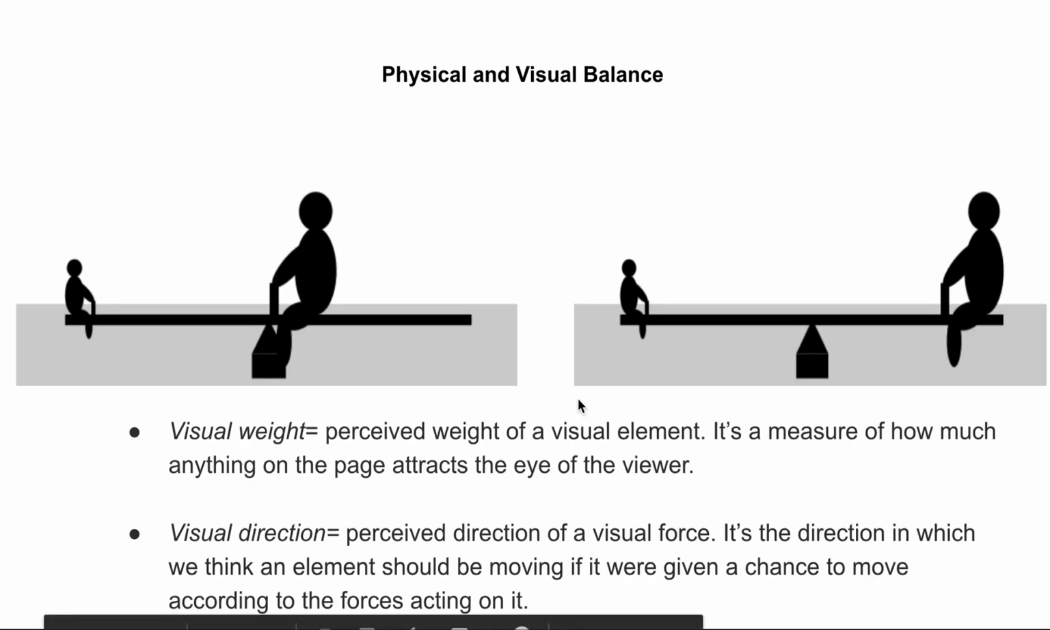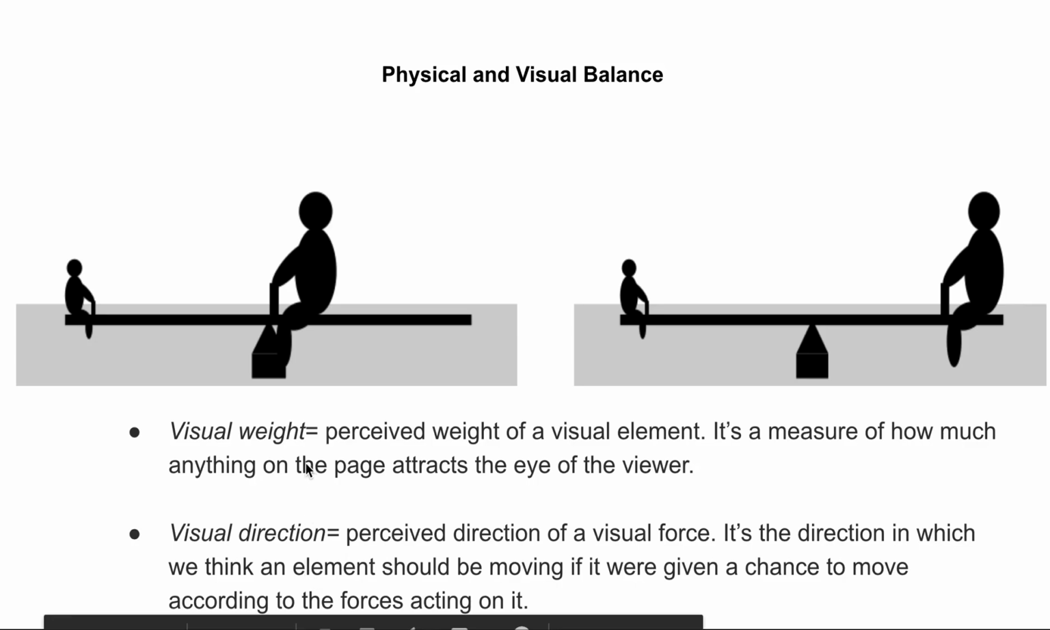Here's physical and visual balance. So visual weight is the perceived weight of a visual element. It's a measure of how much anything on the page attracts the eye of the viewer. Now we have visual direction. This is the perceived direction of a visual force. It's the direction in which we think an element should be moving if we're given a chance to move according to the forces acting on it.